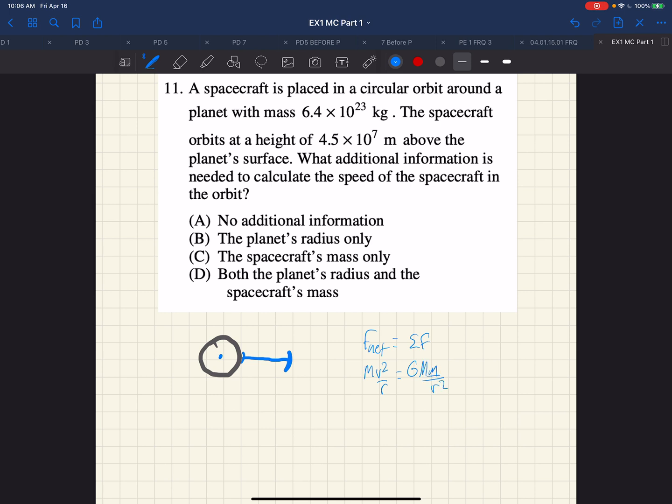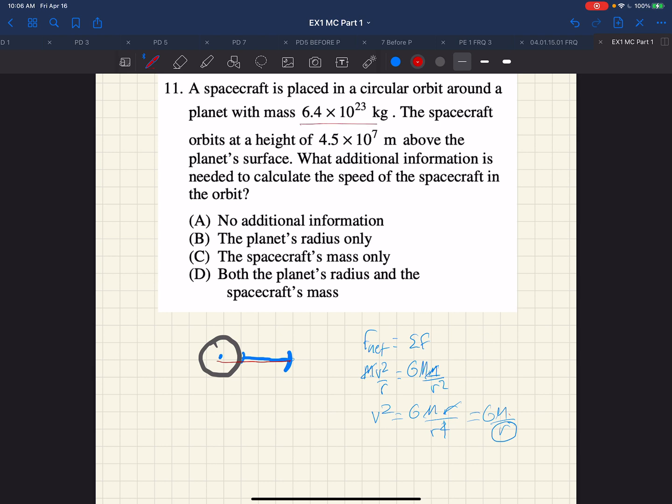We ask ourselves if this little m, which corresponds to the satellite, is the same m that is experiencing the acceleration. And the answer is yes. So the m's drop out, and we are left with v squared equals G big M r over r squared. The r's cancel, so we're left with the square root of GM over r. So what we need to know is the distance between the centers, which is this in red. We need to know the mass of the planet, and that will allow us to determine the velocity.